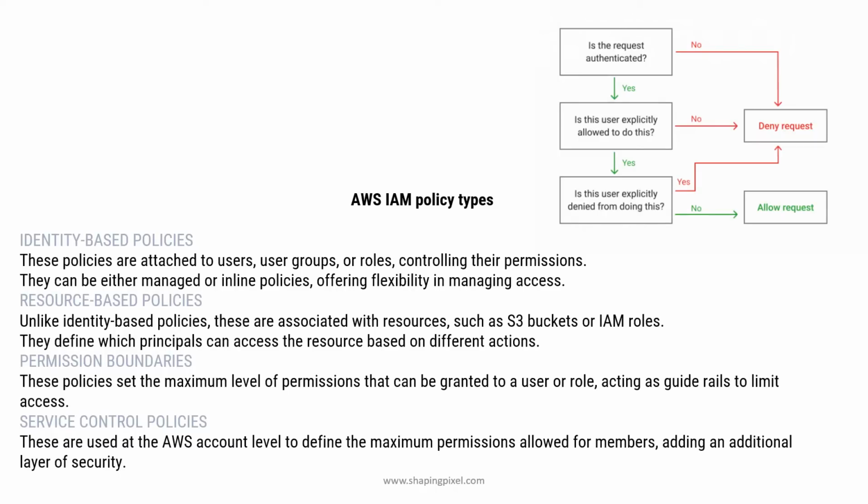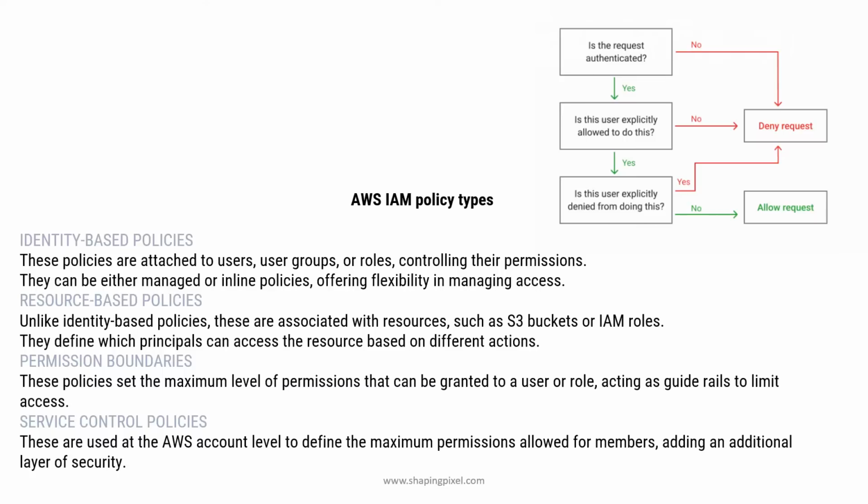AWS IAM policy types. Let's explore the four main policy types within AWS IAM and how they function. Let's start with the identity-based policies. These policies are attached to users, user groups, or roles, controlling their permissions. They can be either managed or inline policies, offering flexibility in managing access. Moving on to resource-based policies, unlike identity-based policies, these are associated with resources such as S3 buckets or IAM roles. They define which principals can access the resource based on different actions.